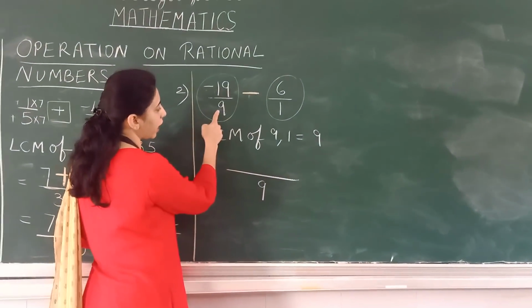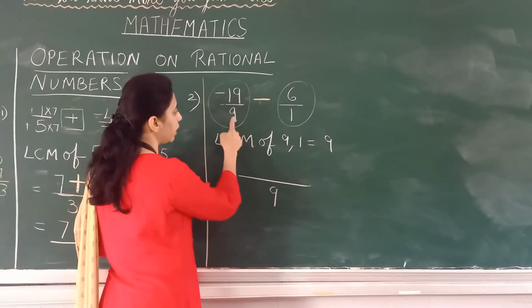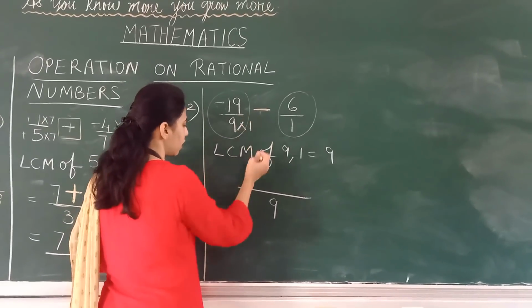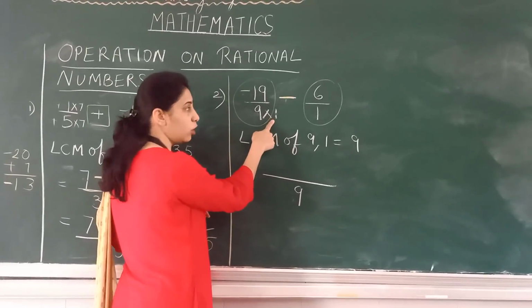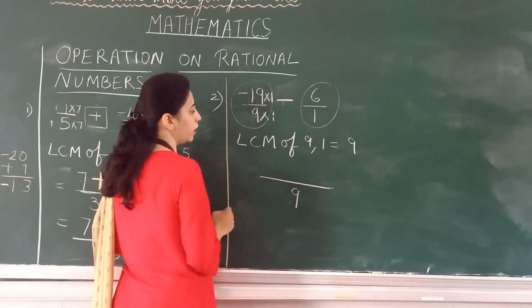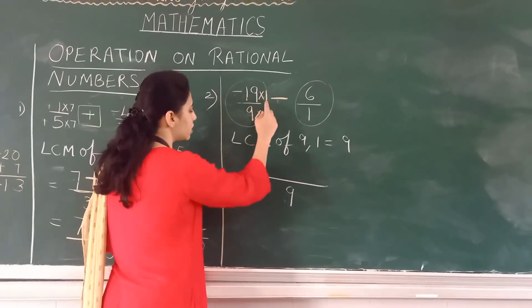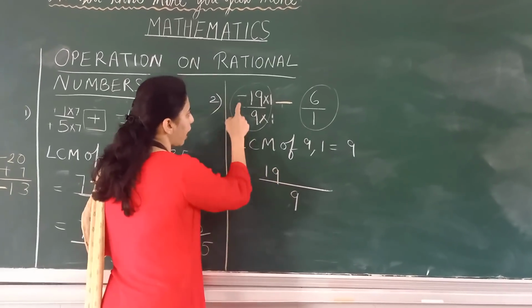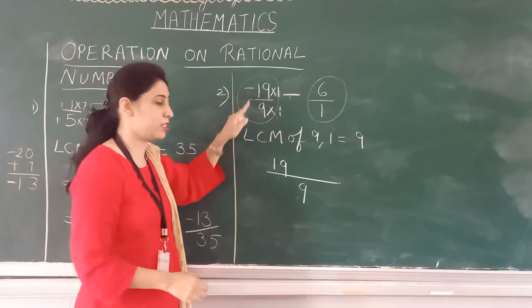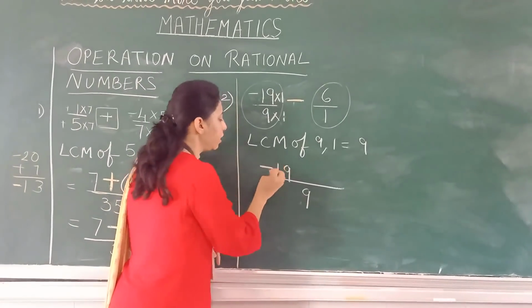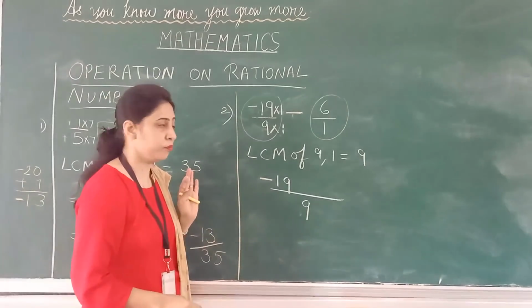Now you have to check how 9 comes in the 9 table. So 9 ones are 9. That you have already got as the denominator. So when you multiply in the denominator, you have to multiply in the numerator also. So 19 ones are 19 and the minus sign. Students, please don't forget to write down the minus sign. You have to write down the minus sign here as it is. You have to take it.